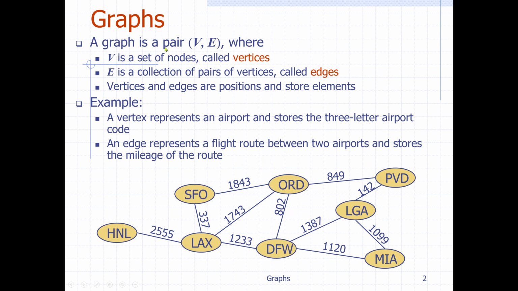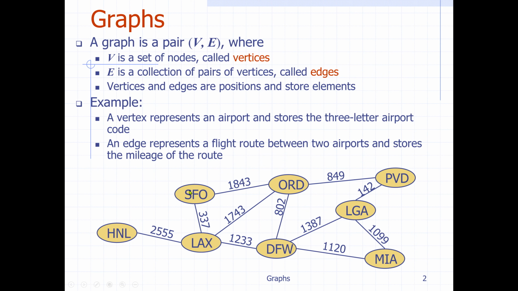So a graph is a pair of V and E. V represents the vertices, and the vertices are a set of nodes. And E represents the edges. So here we say E is a collection of pairs of vertices. So we have an example of a graph here.